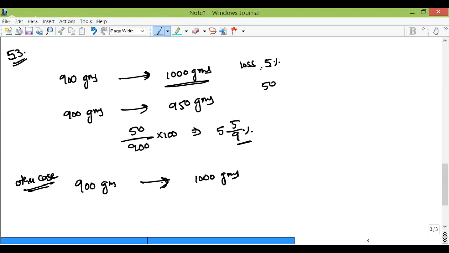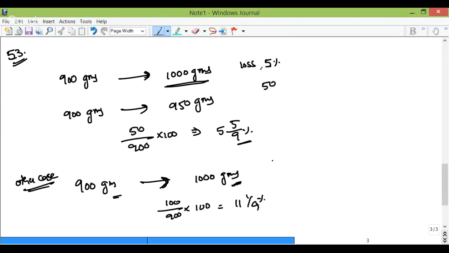In the other case, if he sells 1000 grams, he is giving only 900 grams at a cost of 1000 grams. Now what is the profit percentage here? It's simple, 100 by 900 into 100, which is equal to 11 1 by 9.